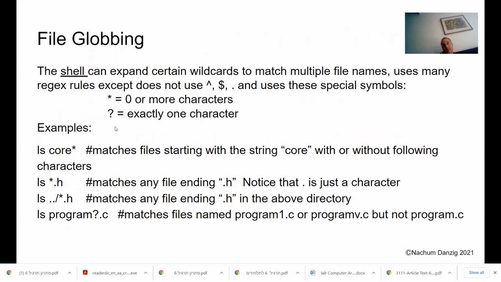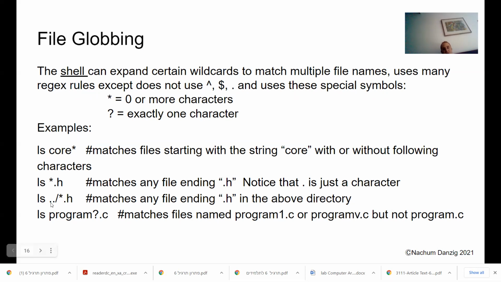File globbing. So file globbing is like using wildcards to match file names. You can do ls core*, and that means anything that starts with core. Or ls *.h means anything that ends with .h. And then you can do ls ../*.h. Now .. means the directory above, and in that directory above, look for a file that starts with anything but ends in .h.